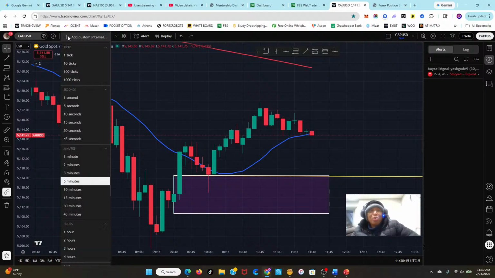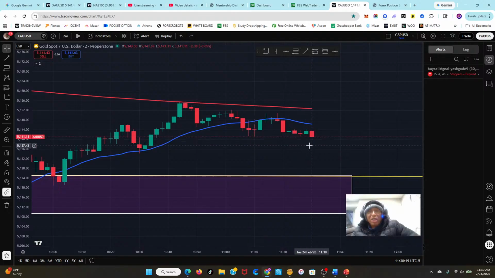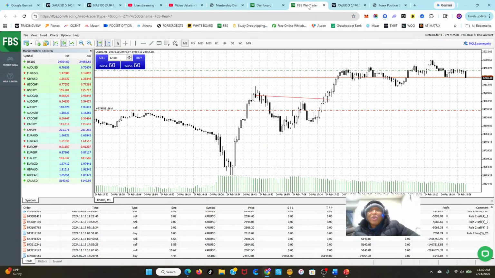So if we bring a 2-minute chart here, you could see it's actually going down. You can see that this bar has completely overshadowed the green bar here, and it is going down. So this is a very, very nice position to enter gold right now. Your stop loss just above that.